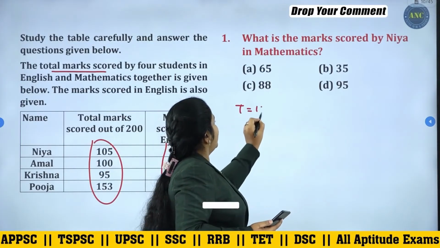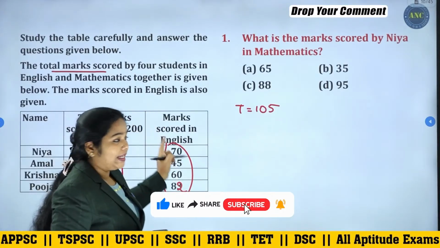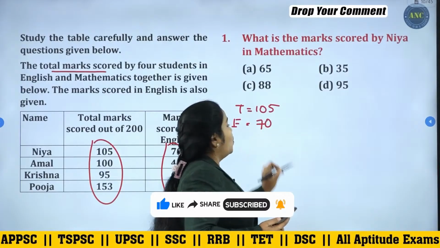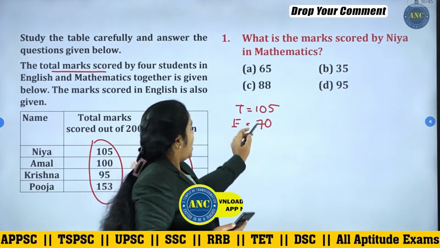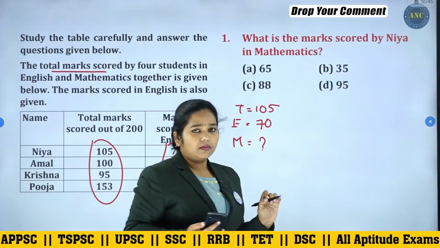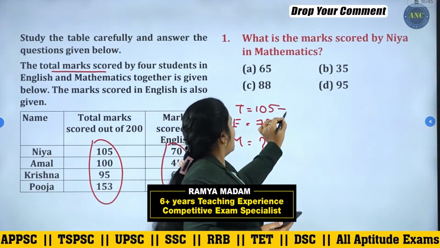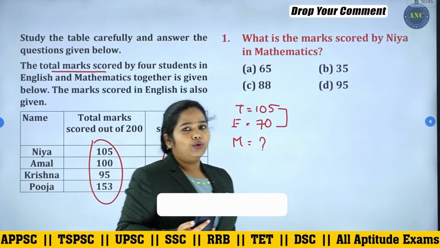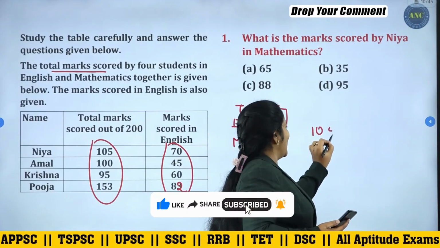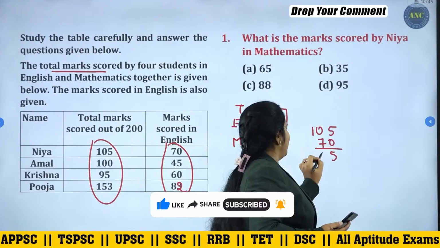Total marks is 105. Marks scored in English is 70. What does this mean? They are asking marks scored in maths. Yes, basic subtraction, 105 minus 70. How do you do this? Are we going to do taking number 105, 70, 5, 10 minus 7, 3?